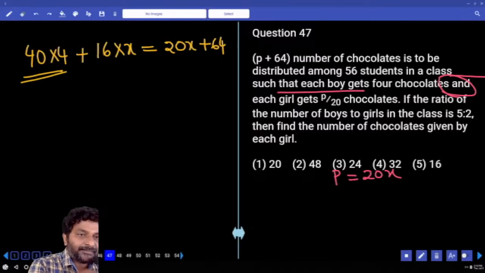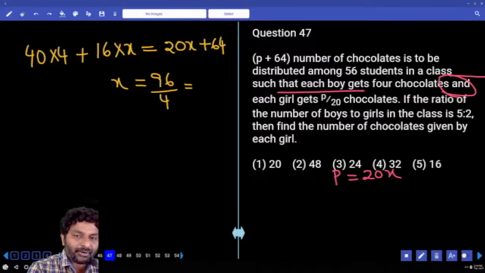How much is it? 64 comes to the left hand side. 96 difference. Then x is equal to that divided by 4. How much is it? 24.